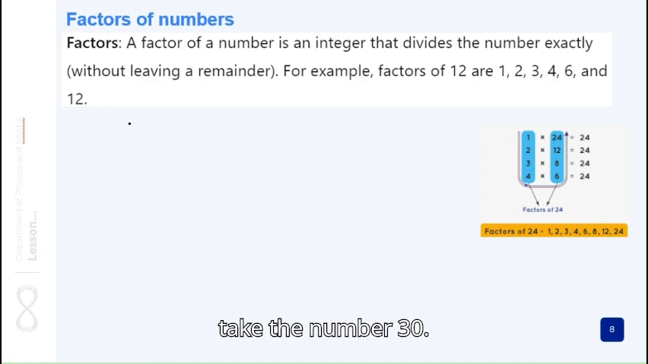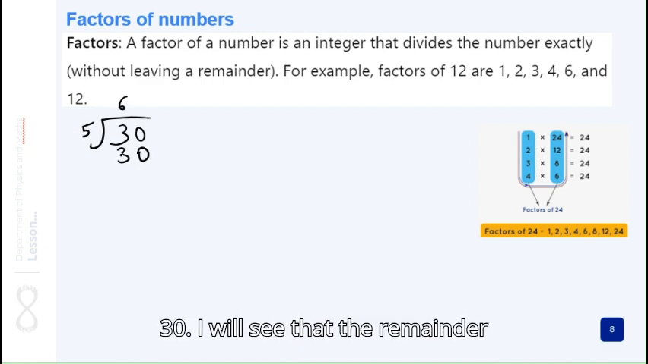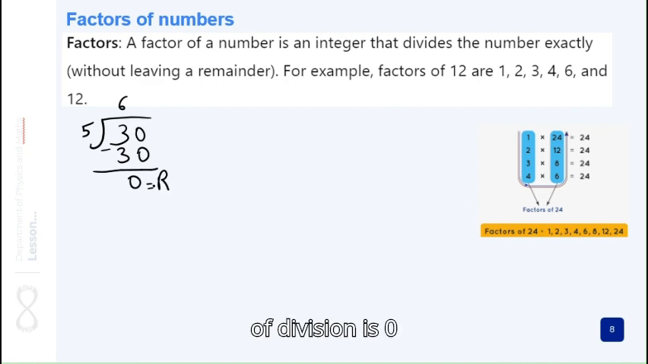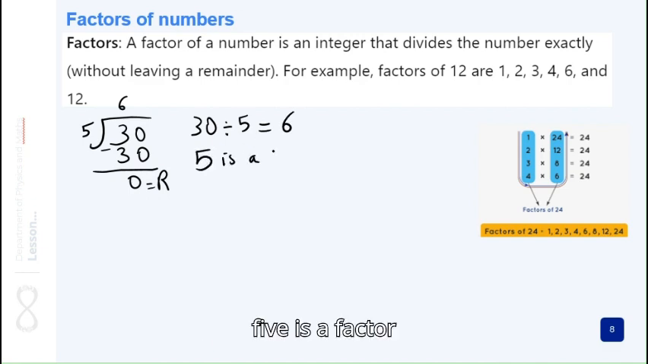Let's take the number 30. If I divide 30 by 5, I will get 6. 6 times 5 is 30. I will see that the remainder of division is 0. Because 30 divided by 5 is exactly equal 6, we say that 5 is a factor of 30.